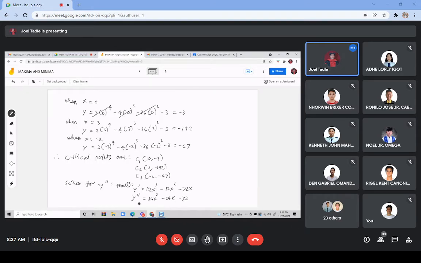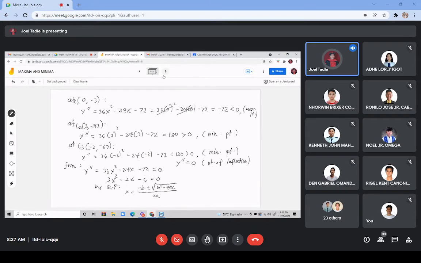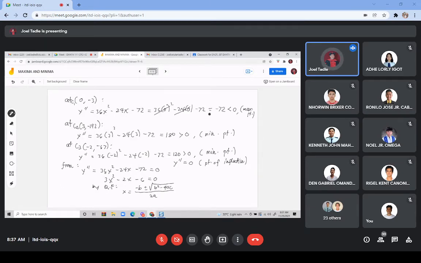Okay, mao ni siya, no? 36x squared minus 24x minus 72. Dayon, sa critical point number 1 nga 0, negative 3, kaning 0, ato ni siyang i-substitute diri sa x para ma-determine nato ang y double prime. Naka-determine ta og negative 72. Ang atong y double prime is negative 72. So, unsa may pasabot anang negative 72? That is less than 0. So, kung less than 0 gani, maximum point na siya.